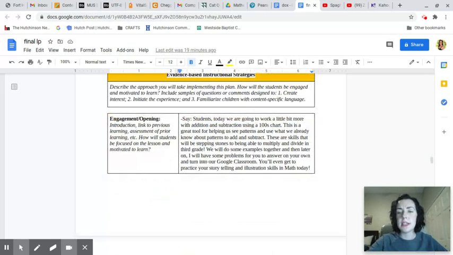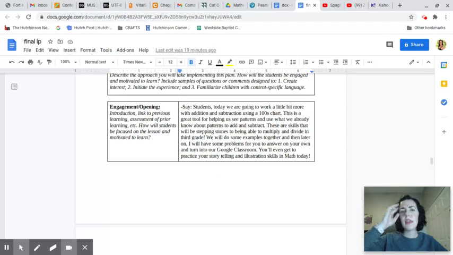Okay, so just to get the actual lesson started, I would say students, today we're going to be working with addition and subtraction using a 100s chart. This is a great tool. We can find lots of patterns by using this chart, and it will help us develop skills for the multiplication and division that you'll learn in 3rd grade. So just kind of trying to set them up, get them excited, and then I would finish up the engagement by saying that today you'll even be getting to do some writing and illustration in math class.